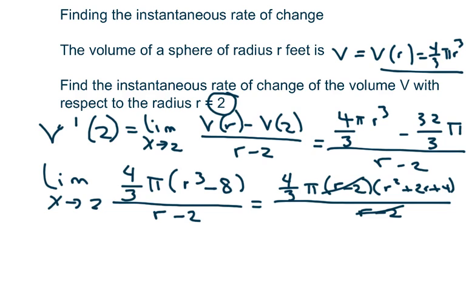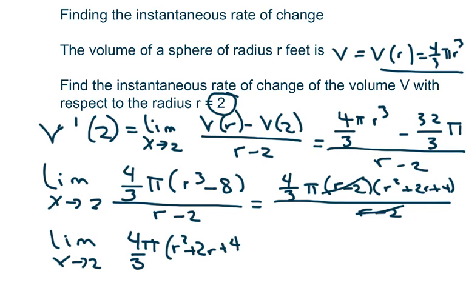Now you cancel that out and you take the limit as r approaches 2 of 4/3 pi times r squared plus 2r plus 4. And when you plug in 2 for the r, you're going to get 16 pi. And what this means is at that very instant that r is 2 feet, the volume of the sphere is increasing at a rate of 16 pi cubic feet per foot.